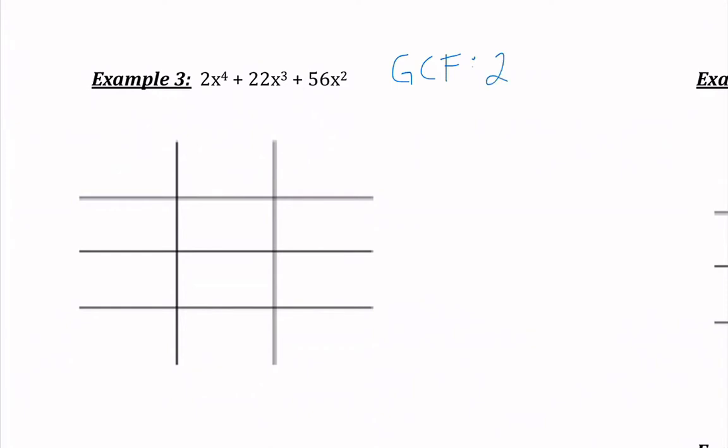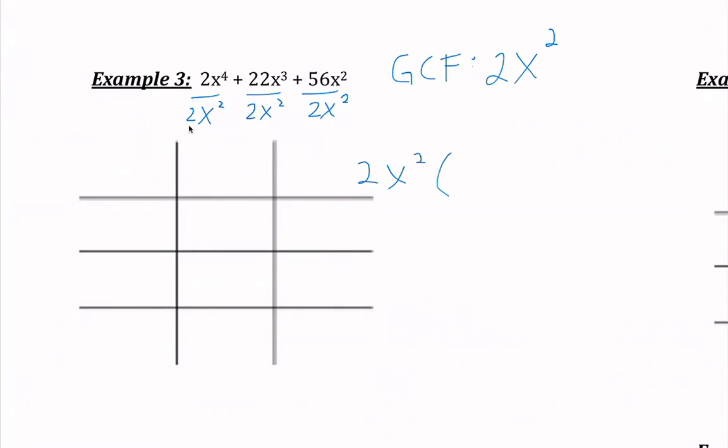And then I look at my variables. I see that this time they all have x's and they all have at least 2 x's. So my greatest common factor this time is 2x squared. So that's what I'm going to divide each of these by. So my greatest common factor goes out front. And inside the parentheses, I'm going to put what I get when I do my division.